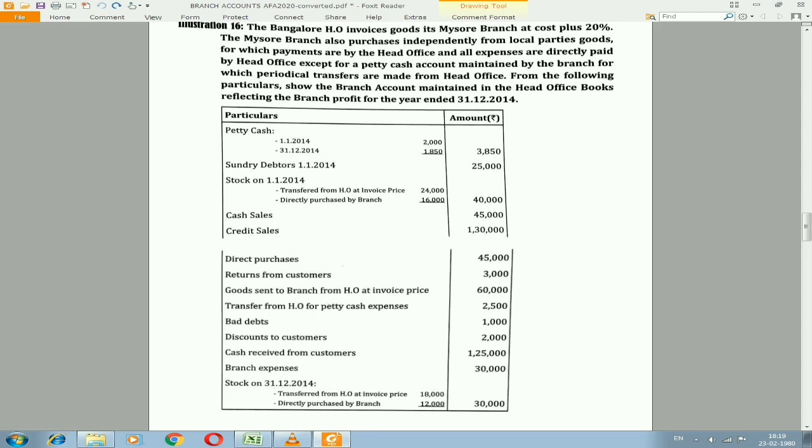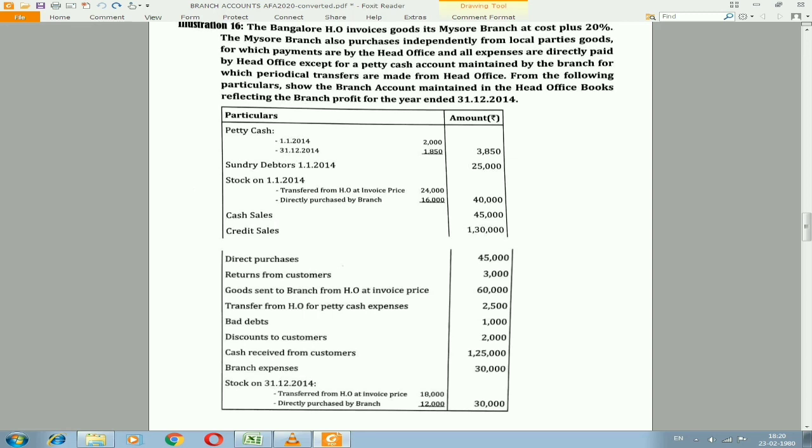The branch is getting stock in two ways. One is the stock which is sent by the head office, and the stock which is purchased directly from the local parties. Both they have mentioned, but you are supposed to remember one thing: for the stock sent by the head office, the invoice price will be applicable, not for the stock purchased directly from local parties.